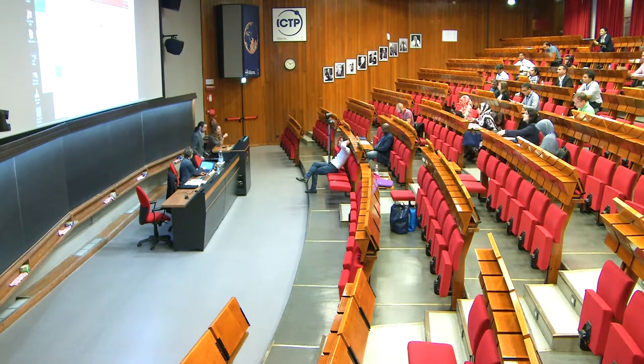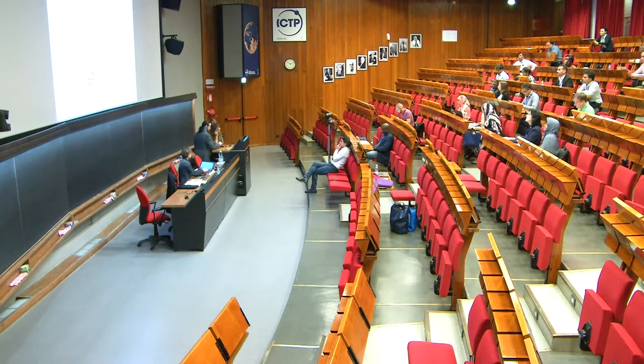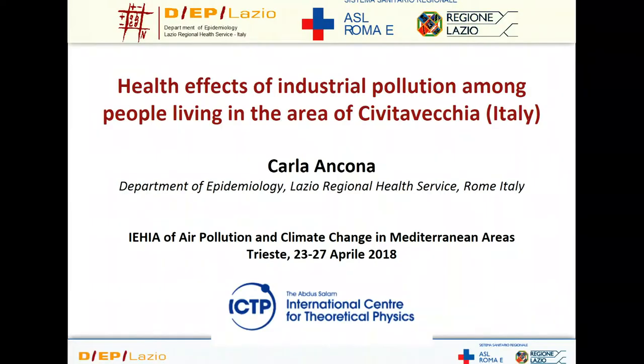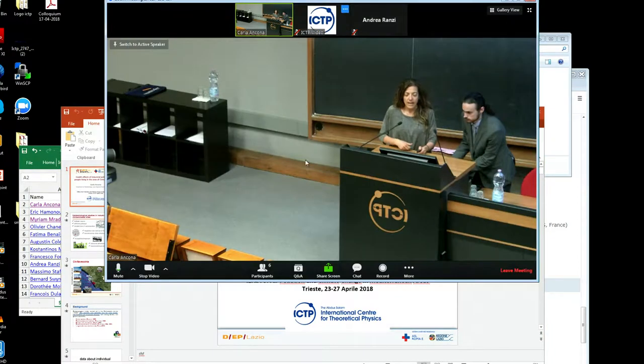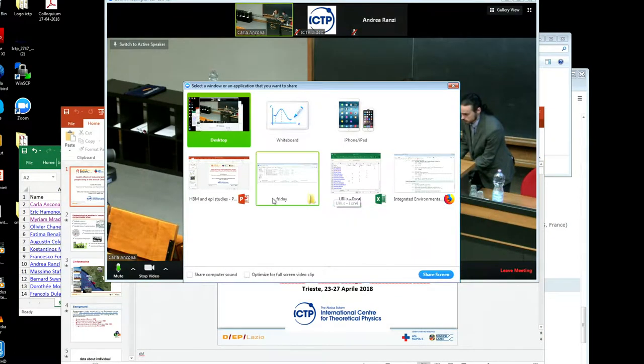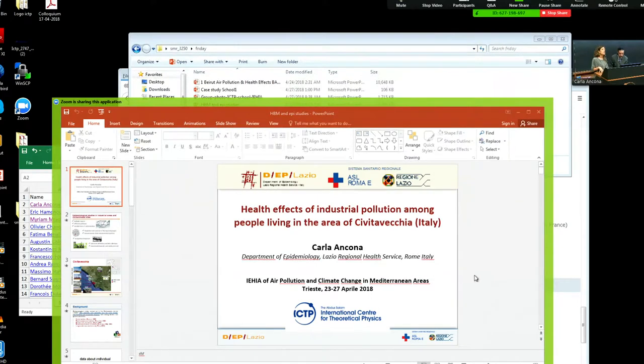Someone during the week asked me about real experience, I mean, how actually a researcher can work in this field. I'm going to talk about an area that we have in Lazio, the region surrounding Rome. I'm from Rome. What happened, and what we did to measure the exposure and the health status of people living in that area.